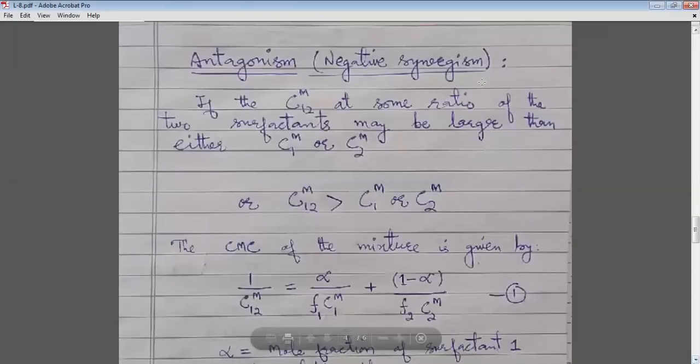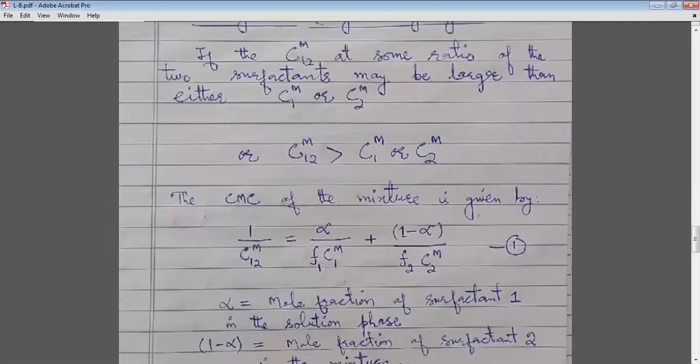now there is a very important relation which we can calculate theoretically using this equation for this mixture. Suppose we have to calculate the intermediate CMC. First we will take a surfactant 1 whose CMC is C1M, and this is surfactant 2 whose critical micelle concentration is C2M. Okay, we will mix them and find this intermediate CMC. This is the relation which will govern this type of mixture.